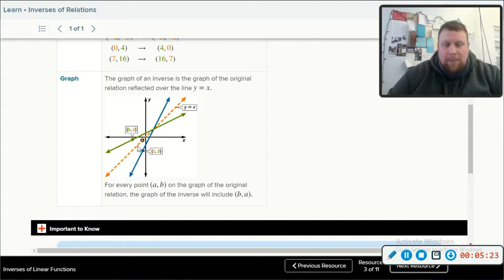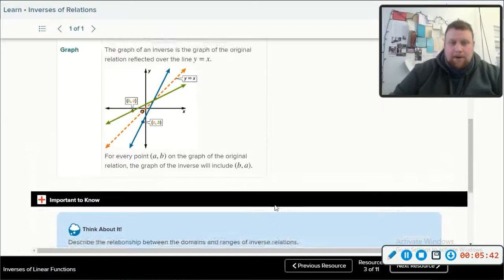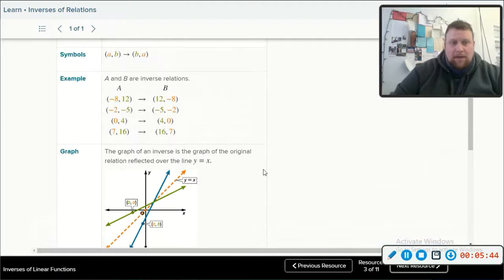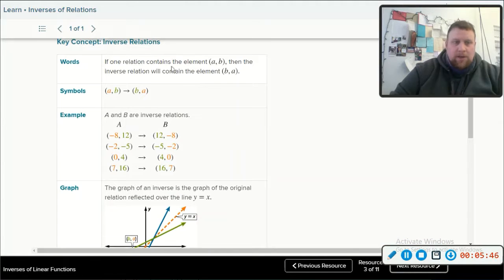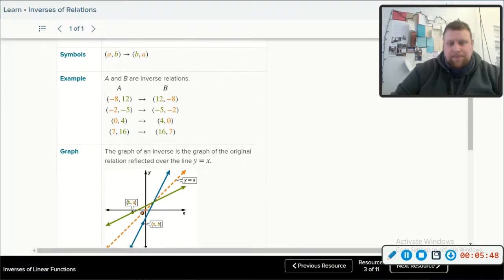They're opposites about that line. So if you were to look at that line, you're going to see that it mirrors itself across it. Okay? So like this half would map directly onto this half, right? That's how the AB maps onto BA. For every point AB on the graph of the original relation, the graph of the inverse will include BA. All right. You can get this stuff written down as notes. You don't need this. You already wrote down the definition.